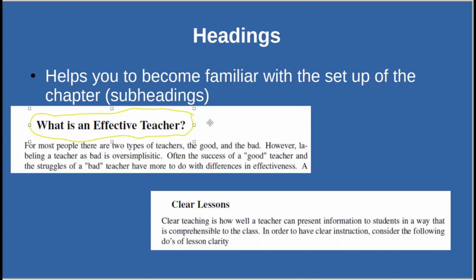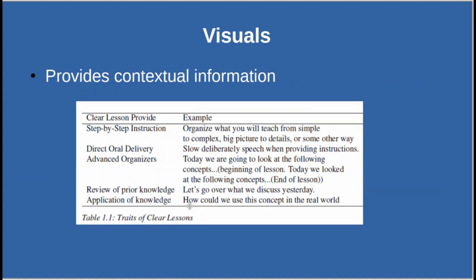All right, and so then of course down here we have a subheading, or you call it a subheading, whatever you want to call it. Under effective teacher is something called clear lessons. Clear lessons is one trait of an effective teacher. That's how this is structured. And again, I wish I could actually show you the book, but alas.